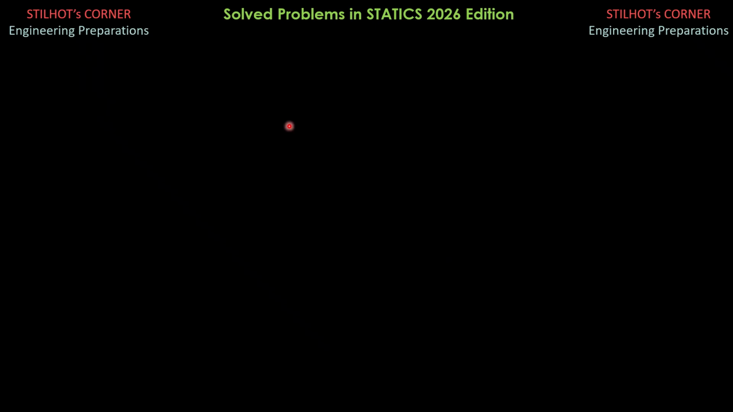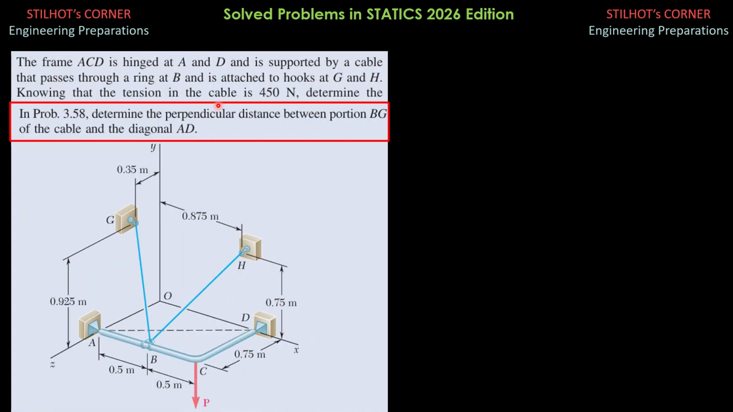So this is the extension of the preceding problem, but this time let's find the perpendicular distance between portion BG and AD. So to simplify the calculation so that we can also derive a direct formula for the perpendicular distance between two vectors or two lines, we imagine that a force is directed from B to G with magnitude 1 Newton.